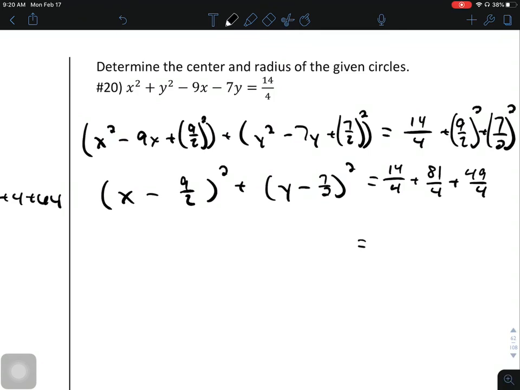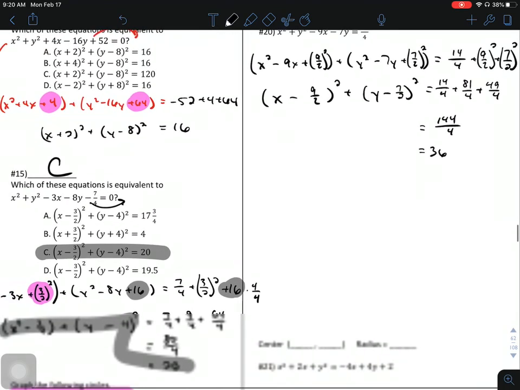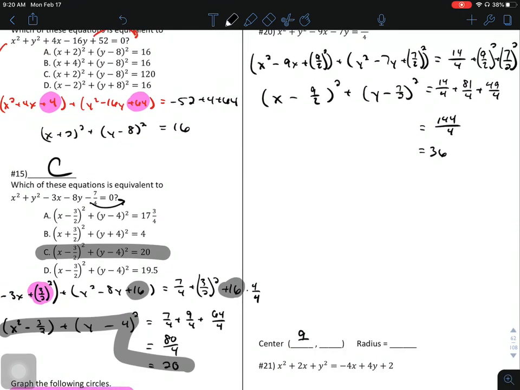Left side's as good as we're going to get it. The right side, when you add fractions, you add the tops and the bottoms stay the same. You're going to get 144 over 4, which is 36. So the center is 9 over 2, 7 over 2. And the radius is the square root of 36, which is 6.